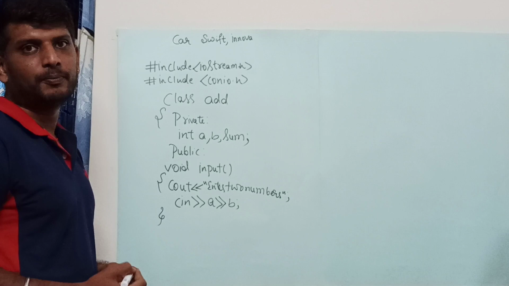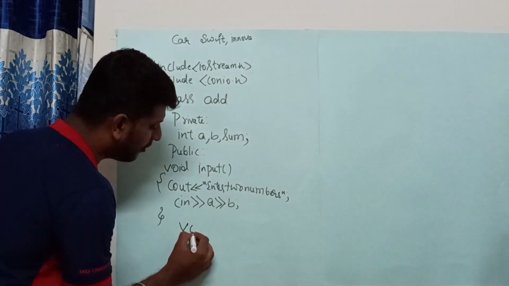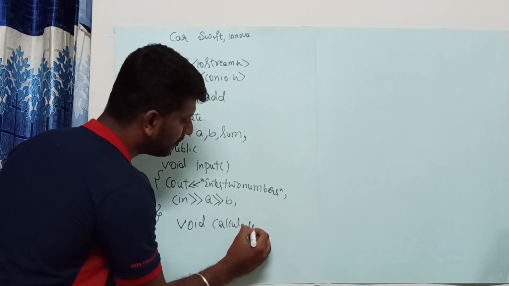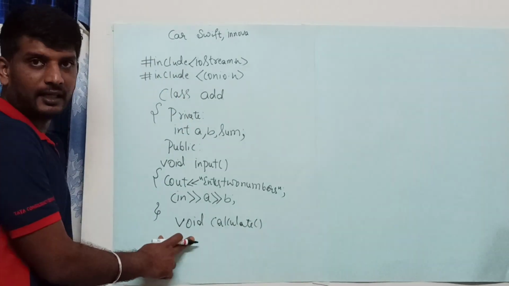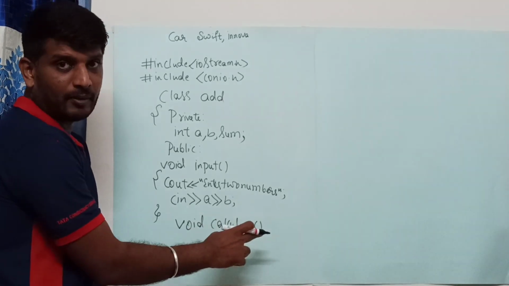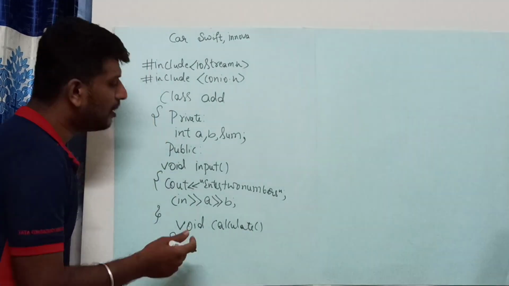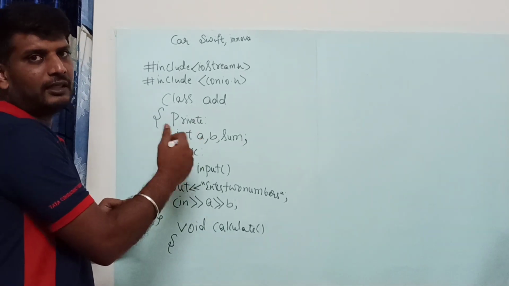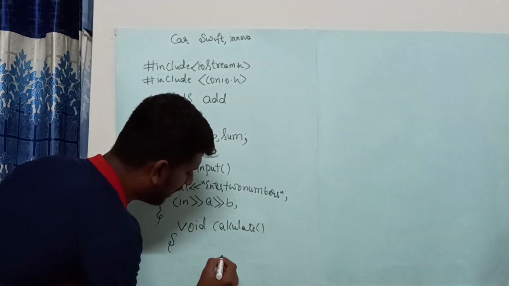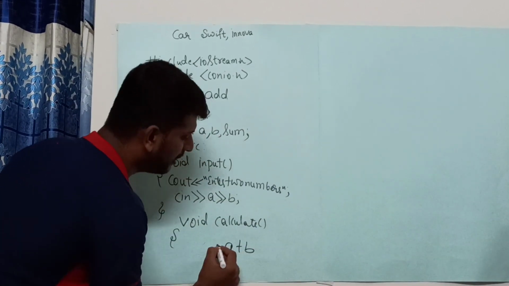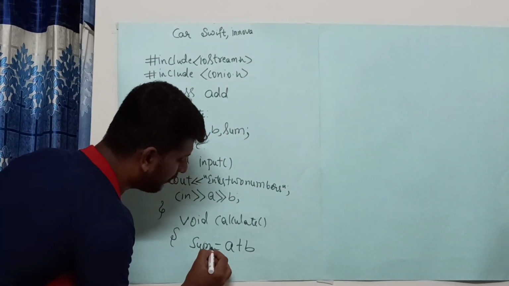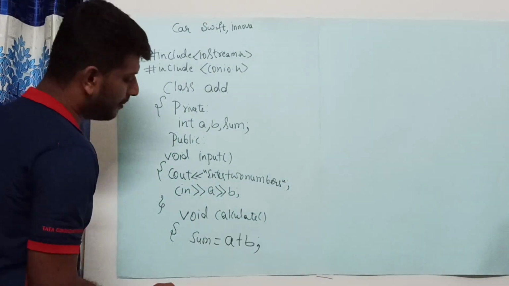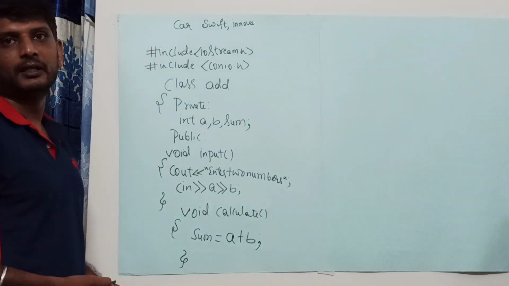Next I have to do the processing. So I will create another function, void calculate. Void is again the return type. Calculate is the name of the function. Here I have to process, and process is the work you are performing over here. You are adding the two numbers. So I am adding the two numbers a and b. The result is stored in another variable called sum. Next I am closing it with the semicolon, and then closing this function.